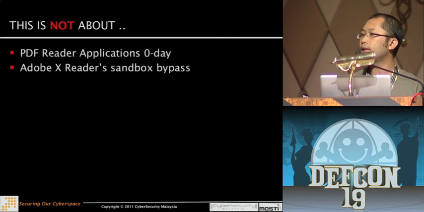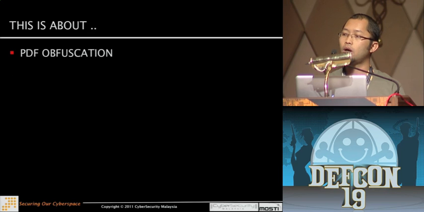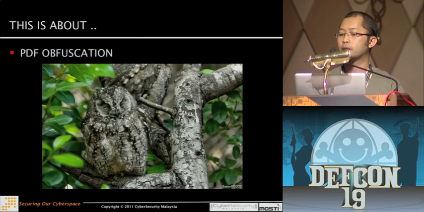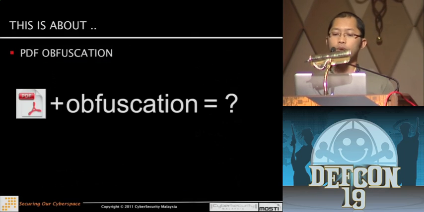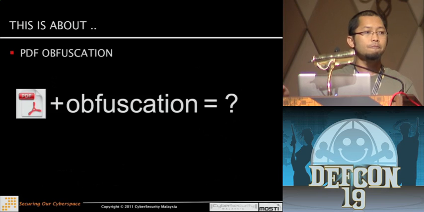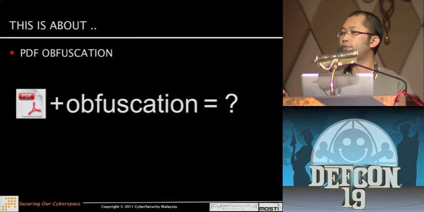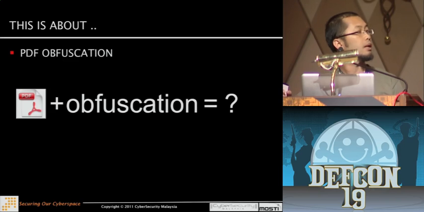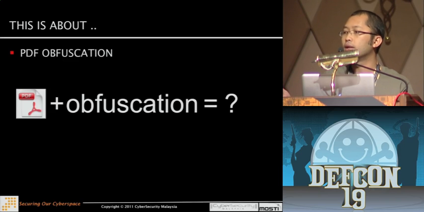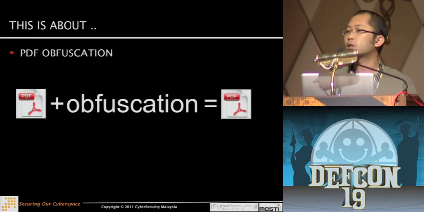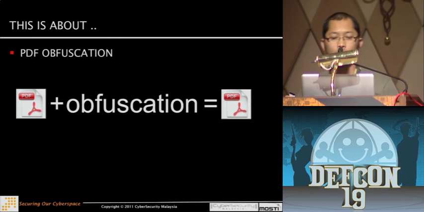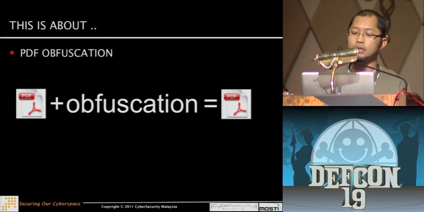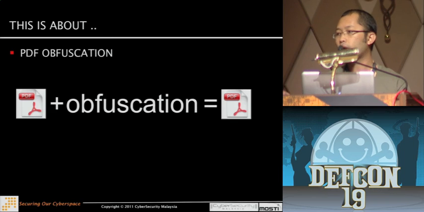This is plainly about PDF obfuscation, which is pretty much the same as camouflage. Put whatever name you want. When you have a PDF plus obfuscation, what do you expect it to become? Transformer, maybe? Not really. Of course, you expect it to become a PDF as well. So the topic for today is that you have a normal PDF, or a PDF that we exploit, and then you want to obfuscate it.